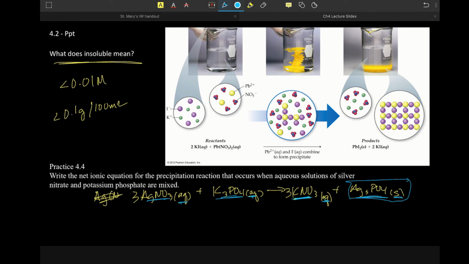So we go back to the reactant side and say, okay, well these ions: 3Ag+ aqueous, plus that phosphate, PO4 3- aqueous, gives us our Ag3PO4 solid. And that's our net ionic. Makes sense? All right.